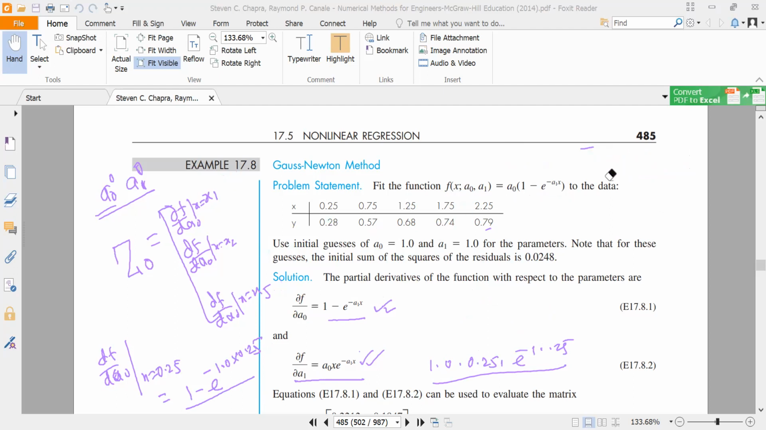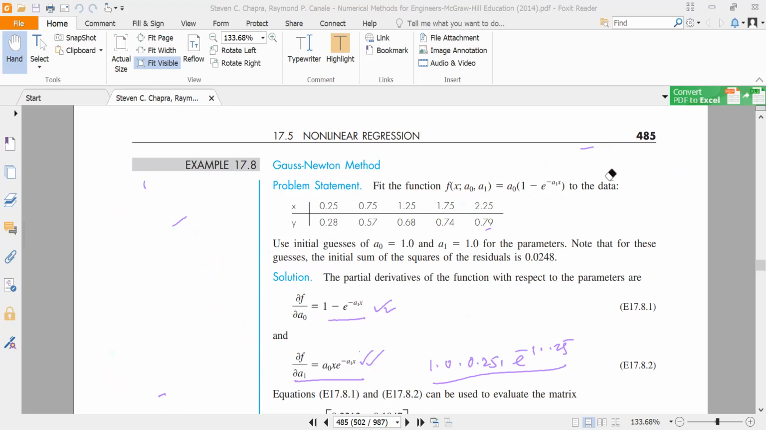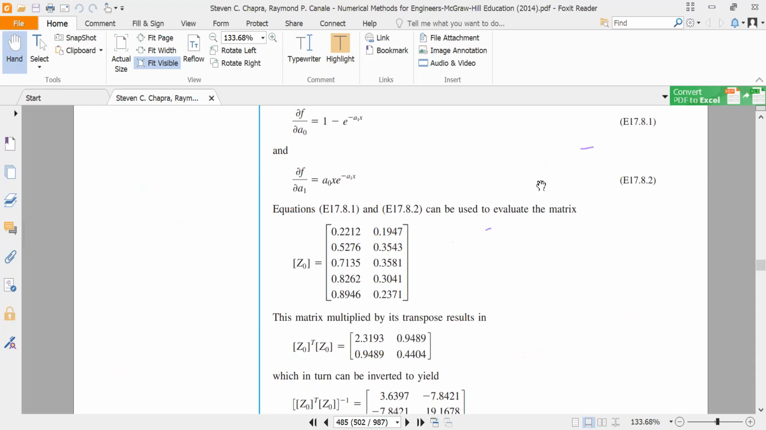Once your matrix Z0 is available, then many of the things are already with you. Then you use the matrix equation there to solve for delta A0. All the steps are illustrated here. So this is your Z0. Now you need to calculate Z transpose into Z0. You see that it is a 2 by 3. Ultimately, this multiplication will give you a 2 by 2 matrix.